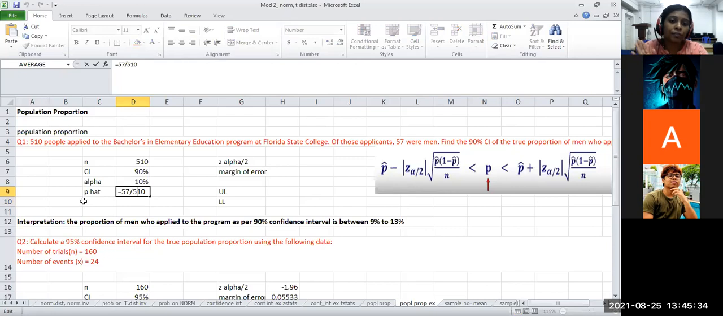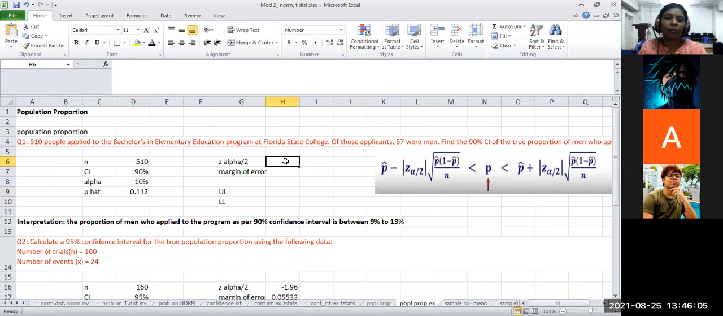Please do not use 57 directly over here. You will get a very huge value for upper limit and lower limit, and your answers will be totally wrong. Okay, so this thing you need to pay attention to while solving population proportion problems, as to what is given in the question and whether you need to calculate the p hat value or not. So here you calculate, you get your p hat.